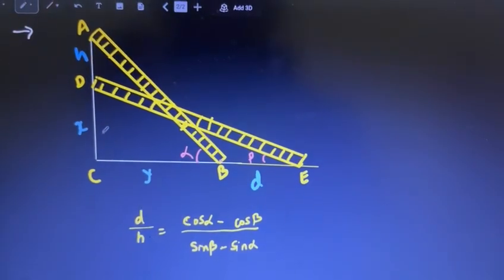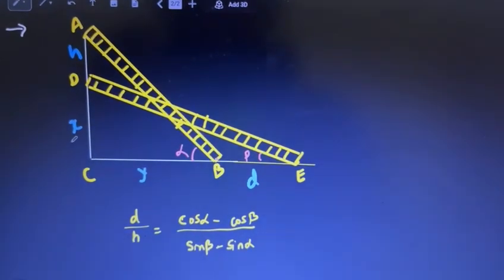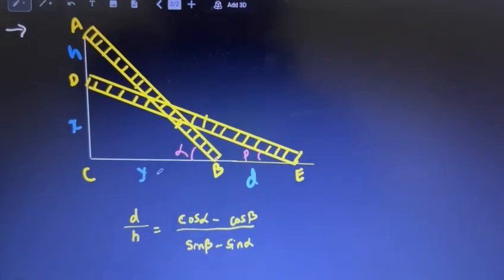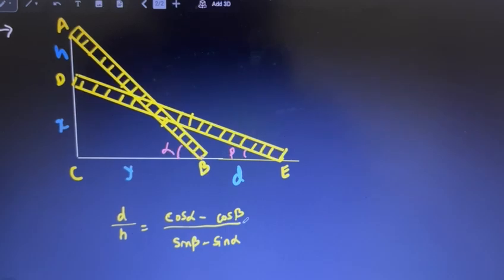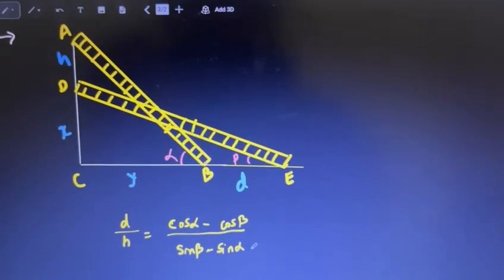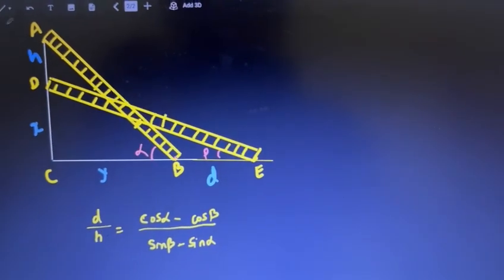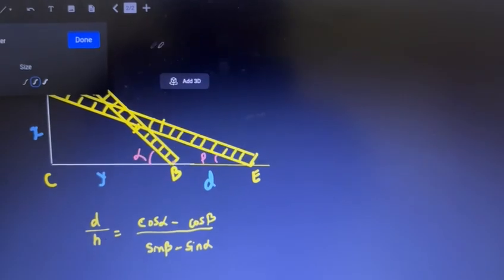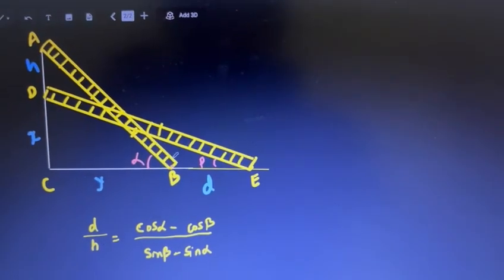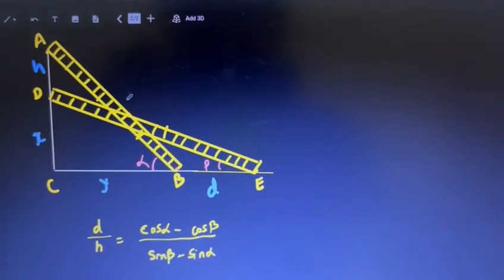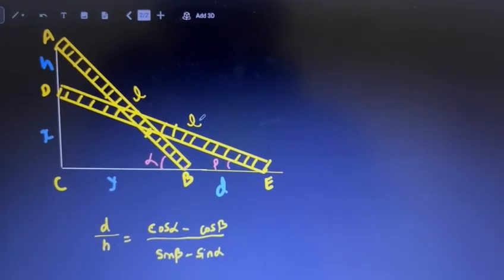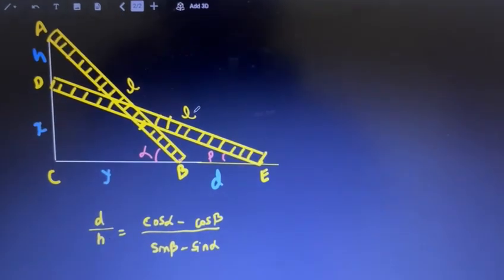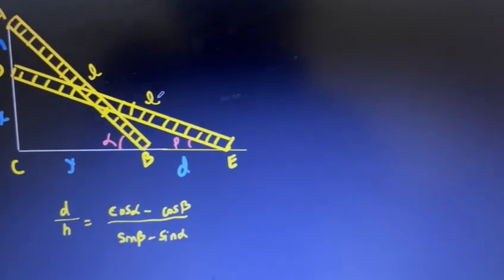So we'll assume this DC as X and this BC as Y. Now the question says we have to prove that D over H is cos alpha minus cos beta over sin beta minus sin alpha. Okay, now let's prove. AB is the length of the ladder. So the length of the ladder is always constant because the ladder is the same. So the length of AB and the length of DE always remain the same, which is equal to L.